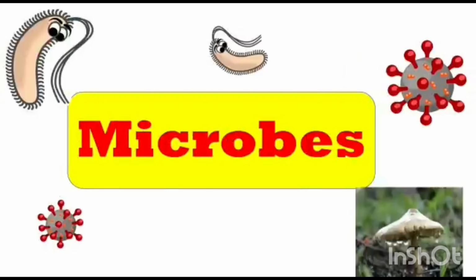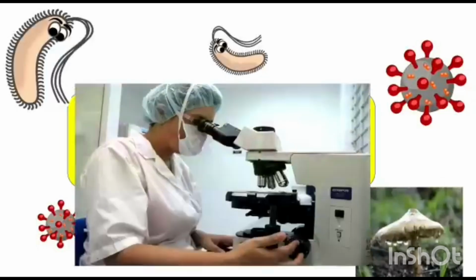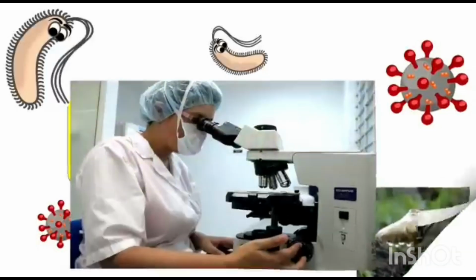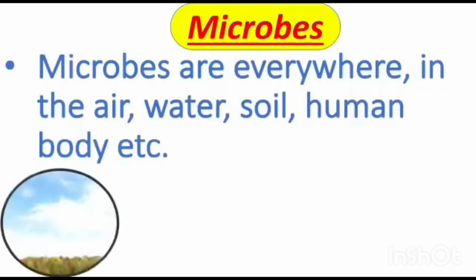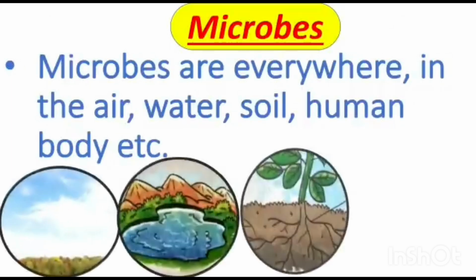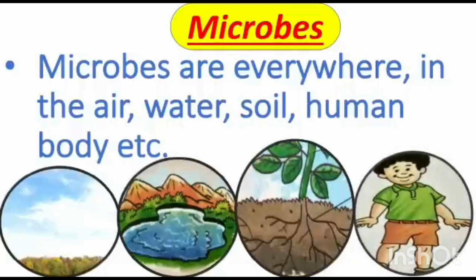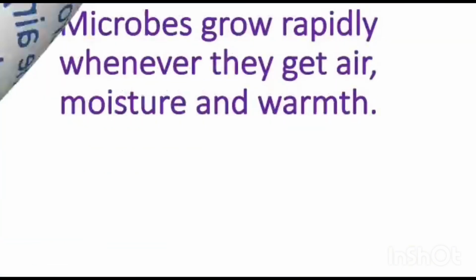Now let's come to our next topic, which is called microbes. Students, we are all surrounded by different types of living things, but some of these we cannot see with our naked eyes. These are seen with the help of a microscope. These organisms are microbes or microorganisms. These microbes are so small that they cannot be seen with our naked eyes. So, microbes are everywhere: in the air, water, soil and the human body.